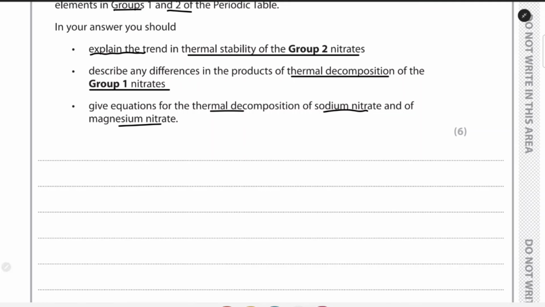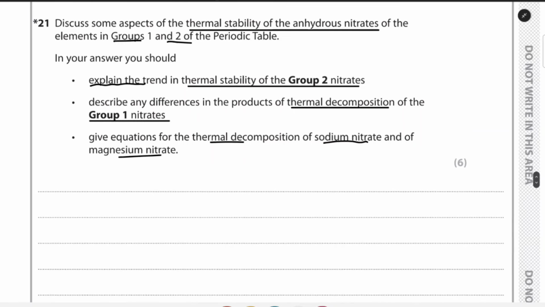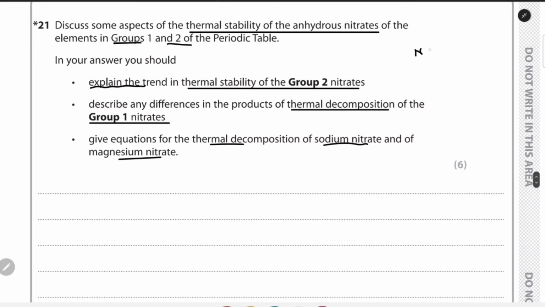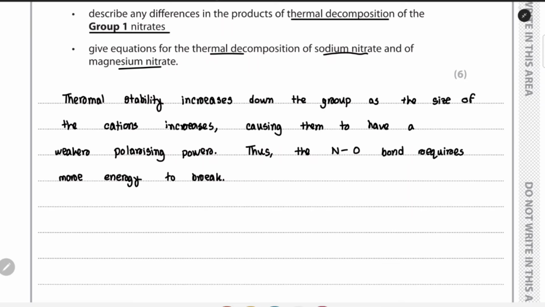As we go down group 2, the thermal stability will increase. This would be because the size of the ions increases down the group. If that happens, the polarizing power of the cations would decrease, since the charge density of the cations is decreasing over here. So the bond between the N and O in the NO2 is stronger, since this is less distorted if it's less polarized.